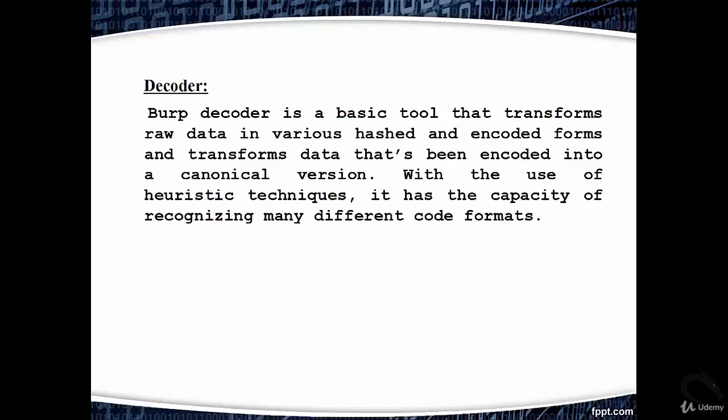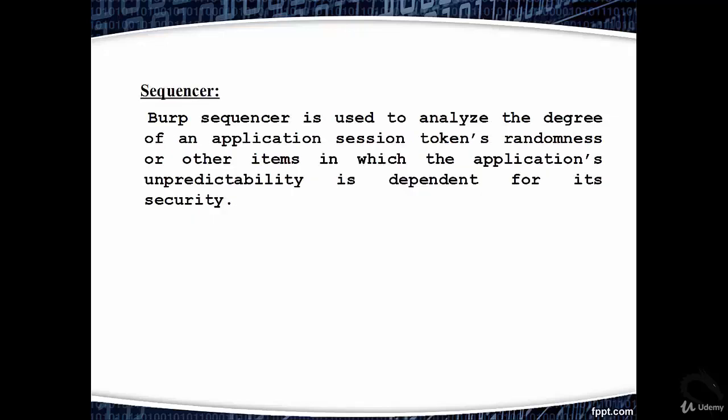Decoder. Burp Decoder is a basic tool that transforms raw data into various hashed and encoded forms and transforms data that has been encoded into a canonical version. With the use of heuristic techniques, it is capable of recognizing many different code formats. Sequencer. Burp Sequencer is used to analyze the quality of randomness in an application's session tokens, or other items on which the application's unpredictability depends for its security.